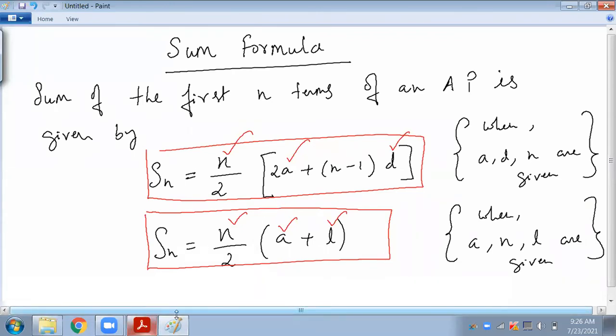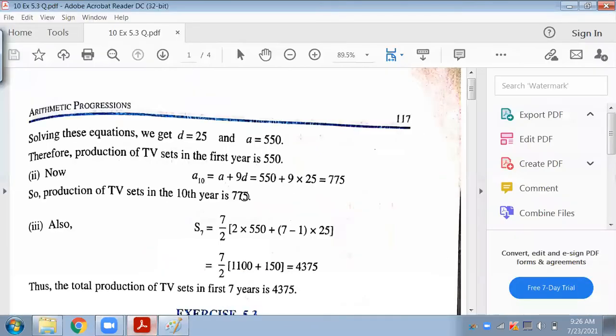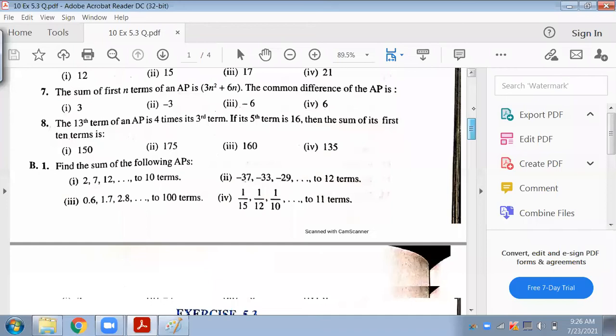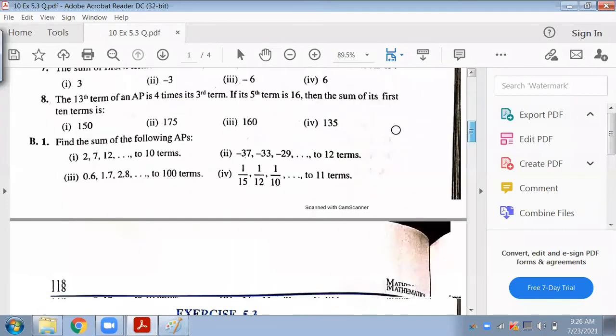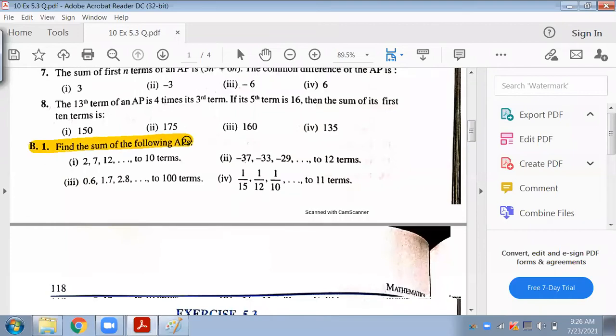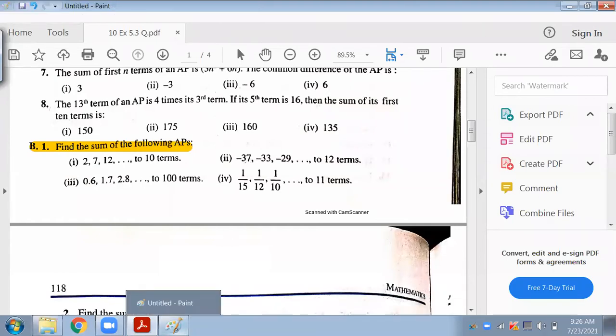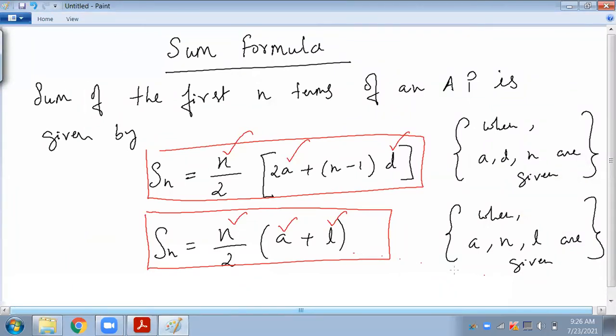Okay, now I think we can move to the next part. That is, we'll start the exercise, exercise 5.3, question number B1. We are going to find the sum of the following APs. So let's start with that. Okay, you can put your hands down.